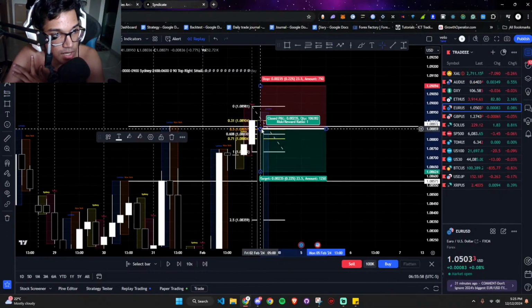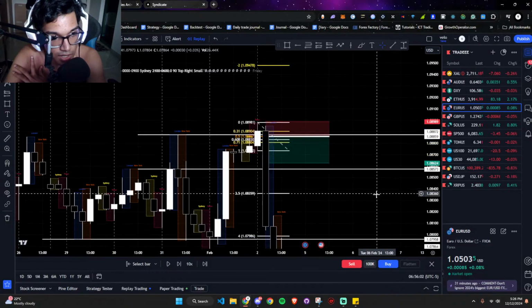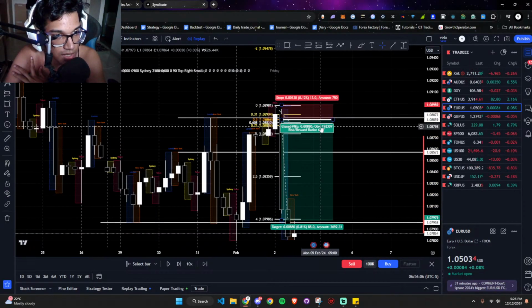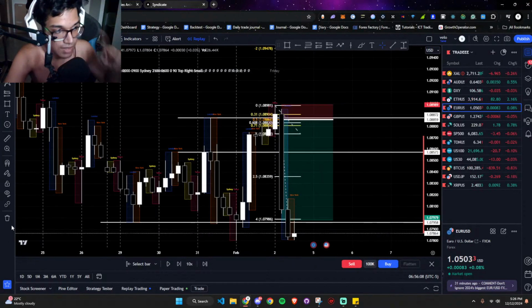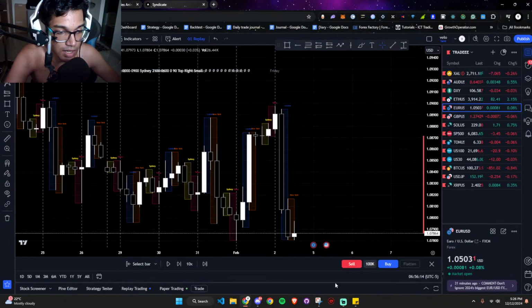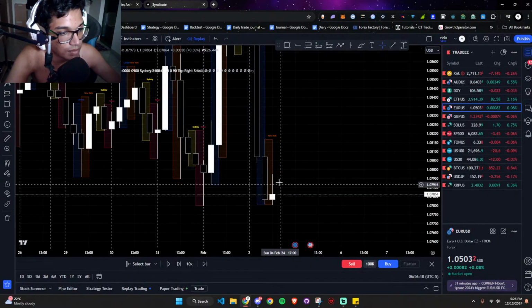If it's rejecting 0.5, then we can safely assume that it's going towards the opposing draw on liquidity, especially after a liquidity sweep. See? So let's see if that theory is correct. I want to get a different video of this. So now let's retest and see if the 4 hour bias is correct.